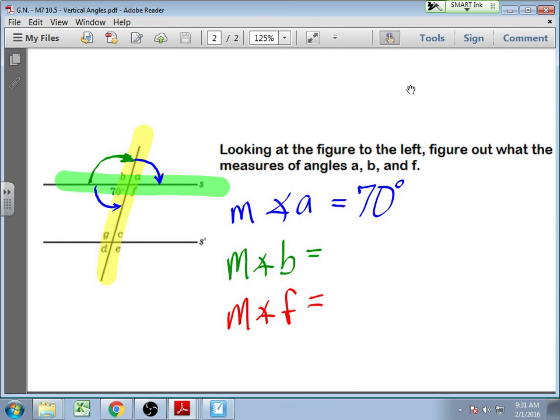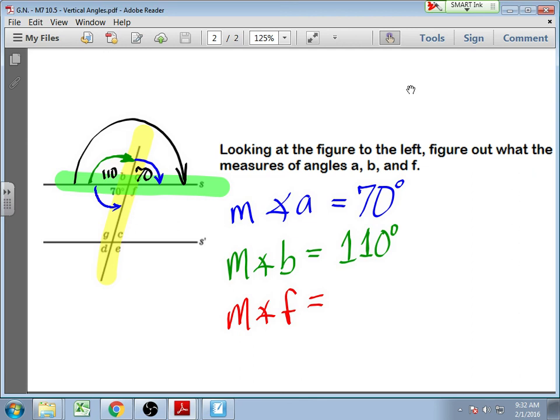I love Bella's thought process, but not everyone's brain works like that. We see that this is supplementary. If I start from a line and end up on the same line, that's going to be supplementary. So angle A and angle B have to add up to 180. Angle A, we just said, was 70. So angle B has to be its supplement, which is going to be 110. So B has to be 110 degrees.